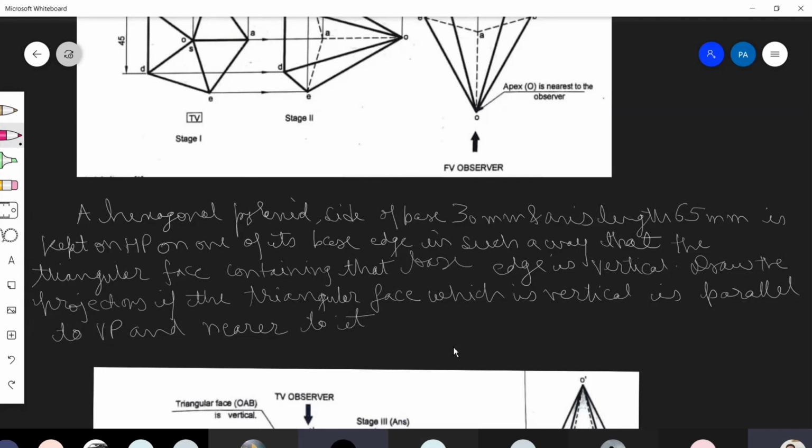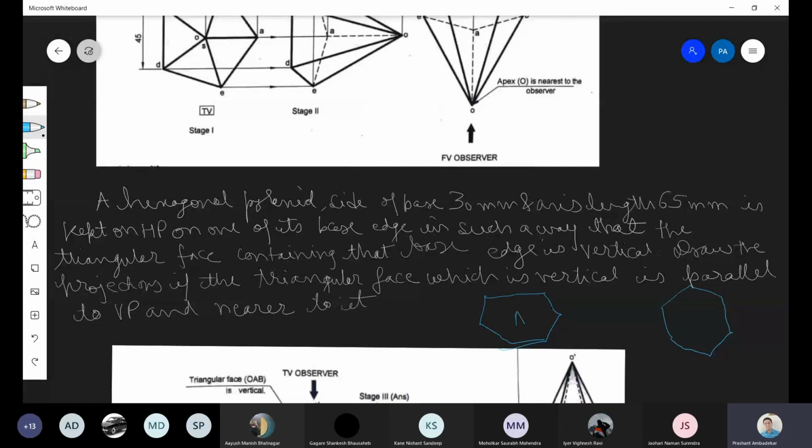Now listen, in a hexagon, there are 6 sides of the base. And 2 sides are parallel to each other. So when you draw a hexagon, either 2 sides will be vertical or 2 sides will be horizontal. A or B.